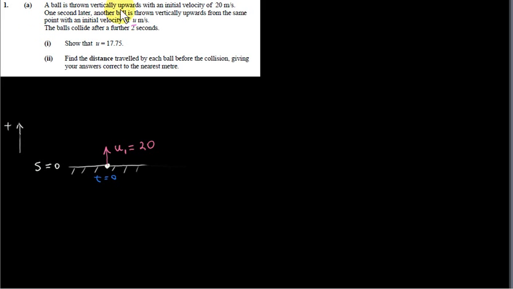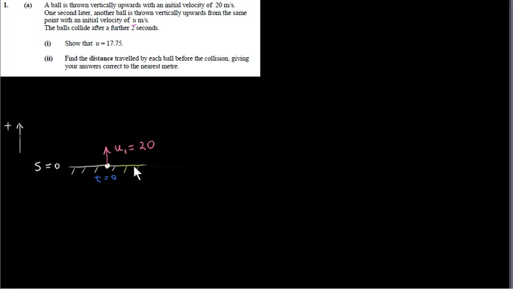A ball is thrown vertically upwards with an initial velocity of 20 meters per second. So here's the situation. This here is ground level. I'm assuming that the ball is thrown from ground level. So at t equals 0, the first ball, that's denoted by the subscript 1, has a speed of 20. u1 is 20, because there's a second ball in this problem.